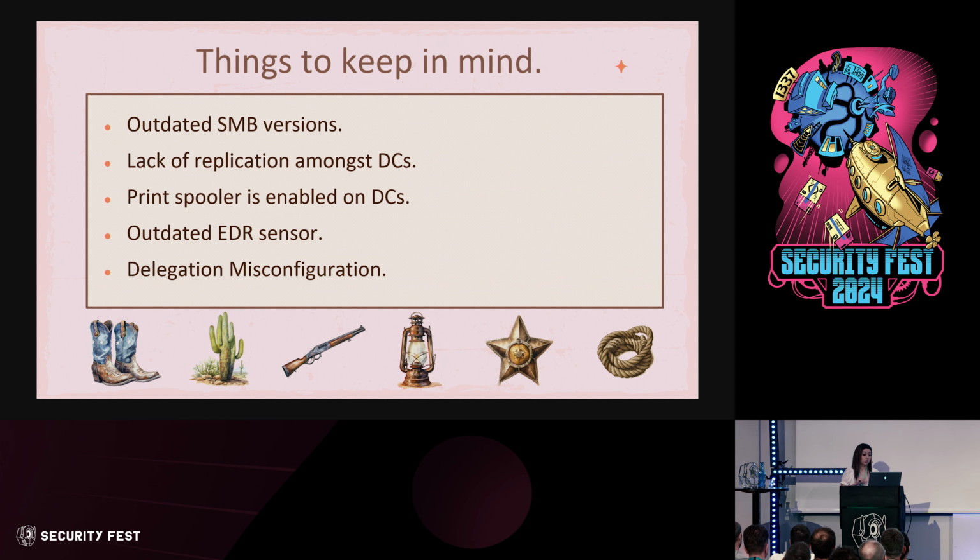Another misconfiguration, print spooler is enabled on domain controllers. Oh no. Your domain controller should be a single role type of server. In this case, we're talking about print spoolers, right? But I've seen people installing multiple browsers on their DCs, or Microsoft Teams, or tools that they shouldn't really be using. So if you're not using something, no need to keep it there. Outdated EDR sensor, that's another misconfiguration. Delegation misconfiguration, that's another thing that I've seen before.